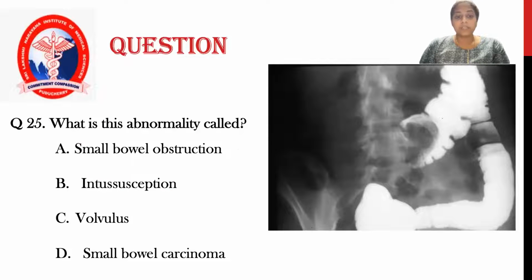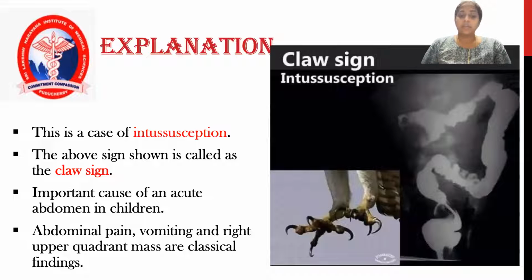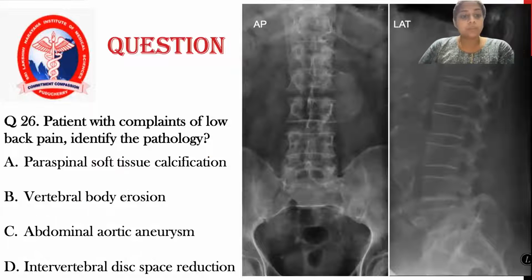What is this abnormality called? Is it small bowel obstruction, intussusception, volvulus, or small bowel carcinoma? It is a case of intussusception. The sign we saw is known as the claw sign. As we can see in the reference image, it is beautifully seen. It is an important cause of acute abdomen in children. Abdominal pain, vomiting, right upper quadrant mass with red currant jelly stool are the classical findings of intussusception.